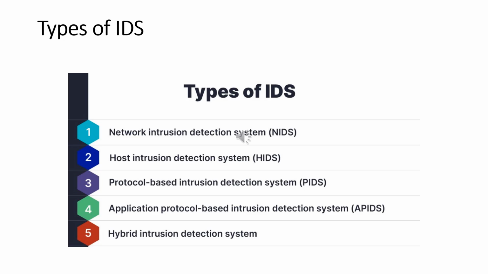Hybrid intrusion detection system. This combines two or more types like NIDS and HIDS. This gives better protection because it watches both network and host. For example, this is like having a CCTV system and a security guard.